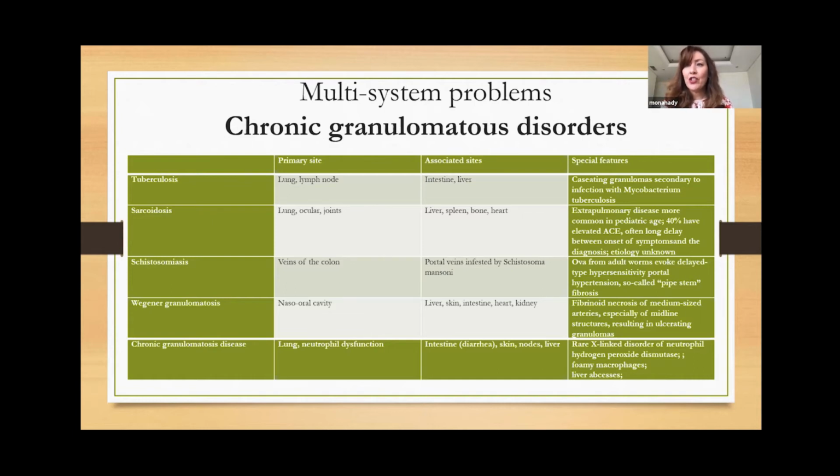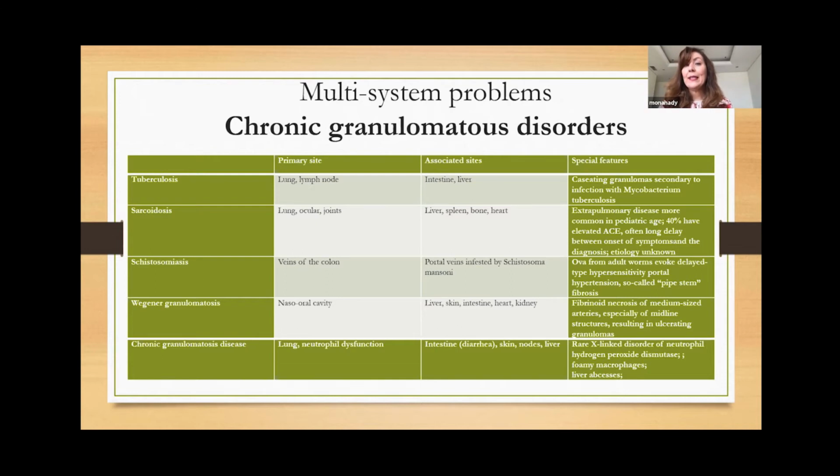Sarcoidosis is quite challenging, and we can find elevated ACE levels, or angiotensin converting enzyme levels, but not in all cases. So it can be quite tricky, and there is always a delayed diagnosis, but we have to have a suspicion if there are other areas involved, especially the lung.